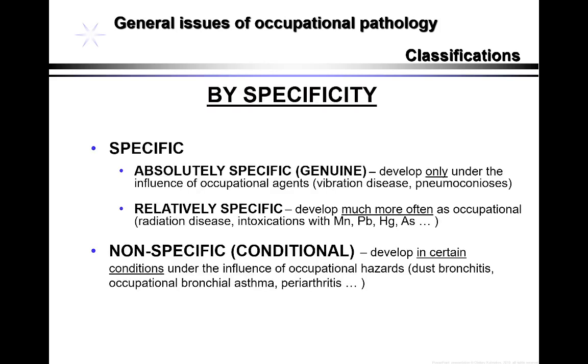But there is another special classification, mostly intended for students at the stage of studying and mastering the occupational diseases sphere. We distinguish specific occupational and non-specific, or conditional. Specific, in turn, are subdivided into absolutely specific and relatively specific. The absolutely specific are those occupational diseases which never may develop in non-occupational conditions. Never. There are only two diseases: vibration disease and pneumoconiosis.